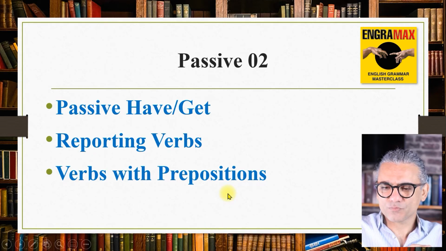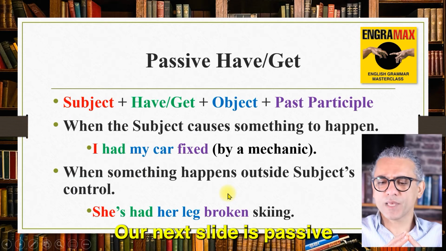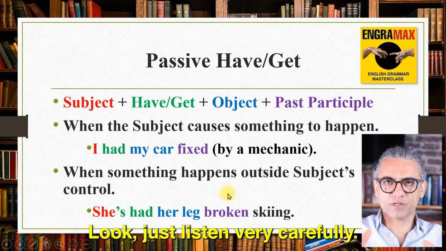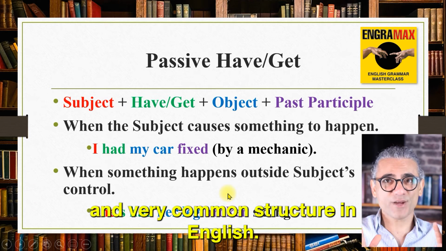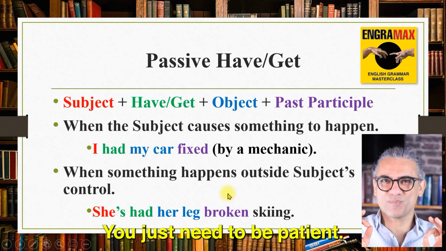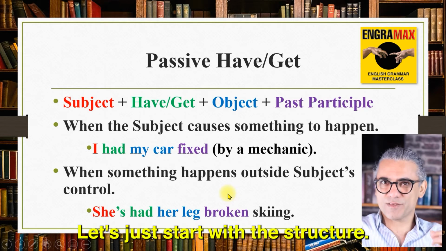All right. Our next slide is passive with have or get. Look, just listen very carefully. This is a very important and a very common structure in English, and I will explain everything about it. We just need to be patient. Let's start with this structure.